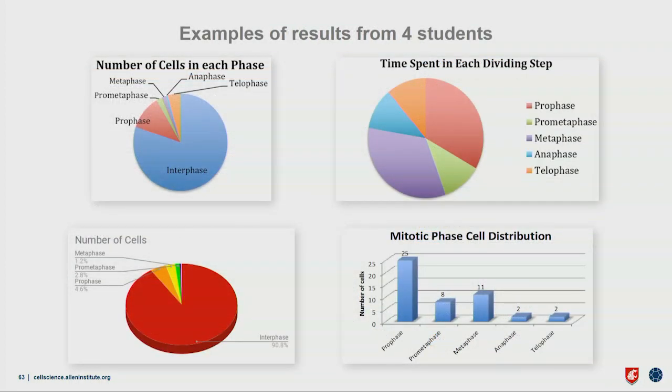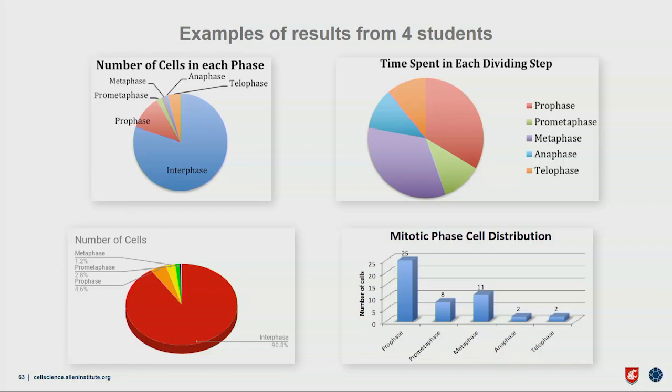Okay, so results. These are typical results that I get from students after they've completed their analysis. On the left, you can see that most of them have correctly found that interphase is the most common phase. And this is nice because the students themselves reproduce, in essence, the types of images that they see in the textbook, but they do it themselves with their own data, which is kind of neat.